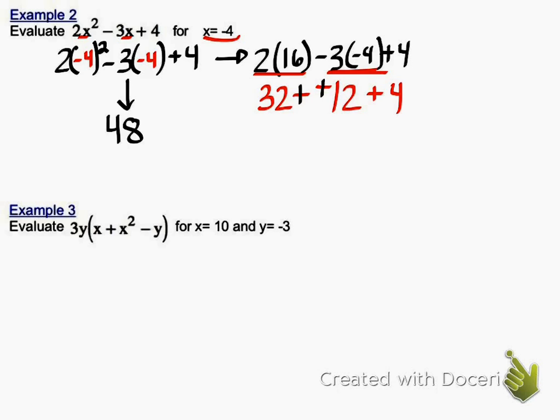So to do the left side, I'm going to rewrite that as adding 12 because you use that rule, keep, change, change. So keep 32, change the subtraction to addition, change the negative to positive 12. Plus 4 still. Now I'm going to do the addition, 32 plus 12, and then I'm going to add 4, and I get 48. Same exact answer, but I showed all my work and I did it without a calculator.